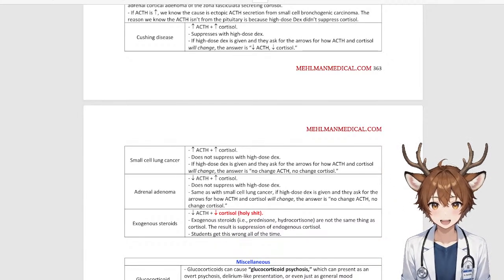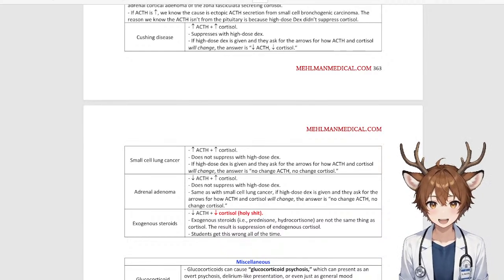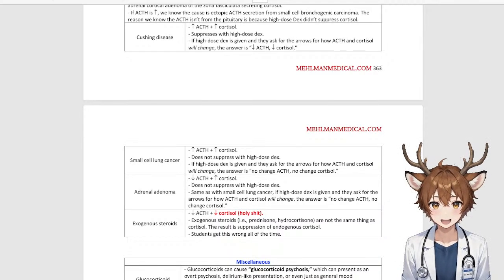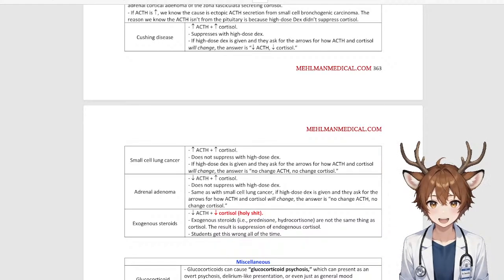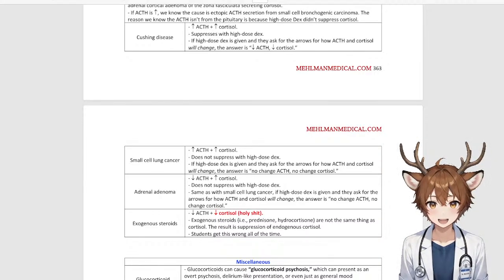Small cell lung cancer, elevated ACTH plus elevated cortisol, does not suppress with high dose dexamethasone. If high dose dexamethasone is given and they ask for the arrows for how ACTH and cortisol will change, the answer is no change ACTH, no change cortisol.